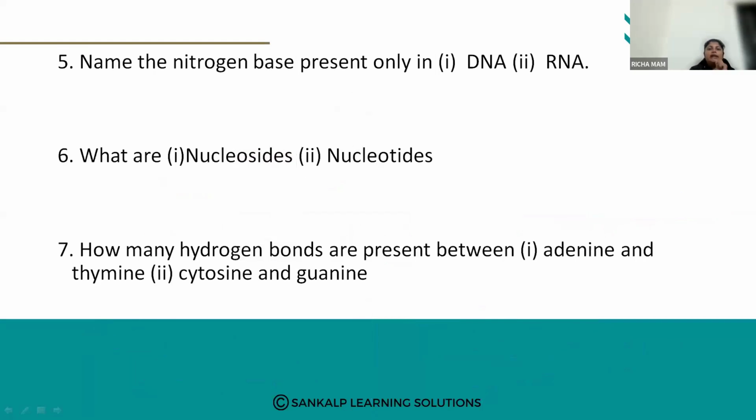Next one, name the nitrogen base present only in DNA and RNA. In DNA, thymine is present. The rest are the same: adenine, guanine, and cytosine are the same in both nucleic acids. In DNA, thymine is present, and in RNA, uracil is present. Uracil is not present in DNA.